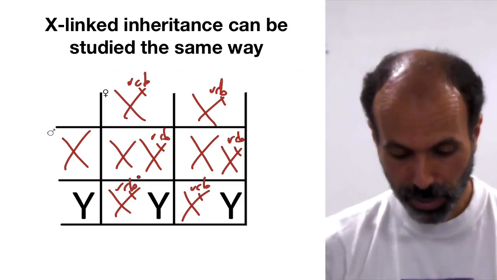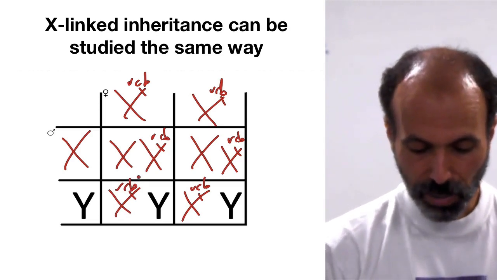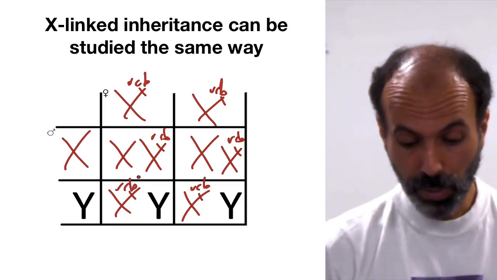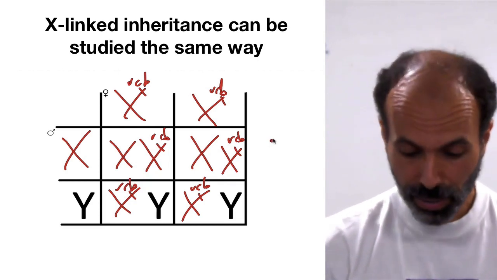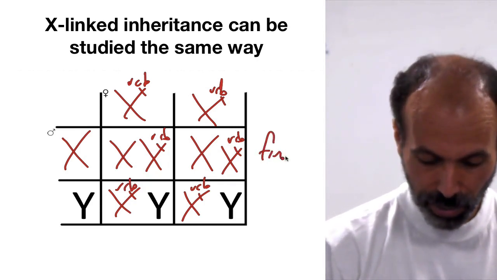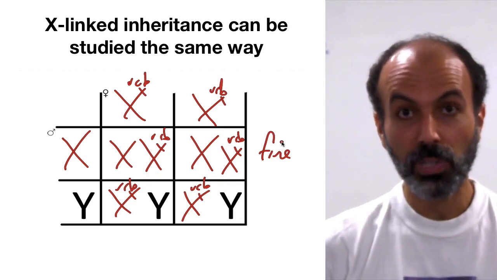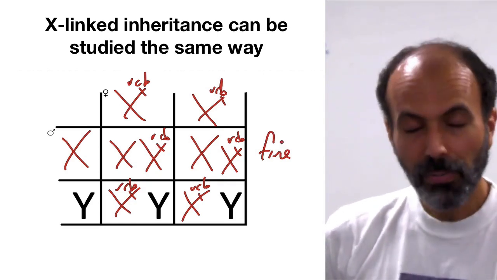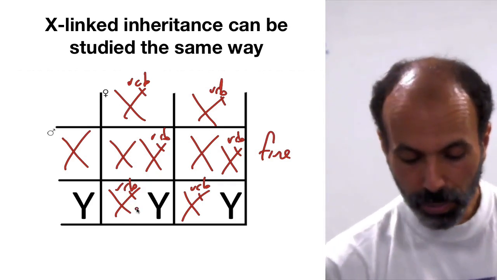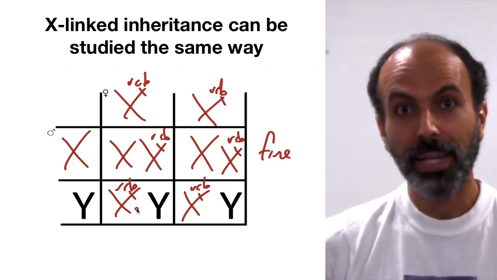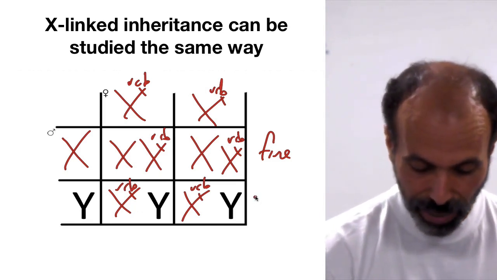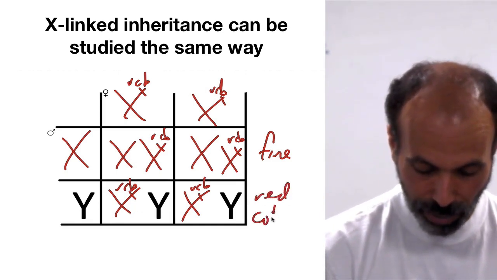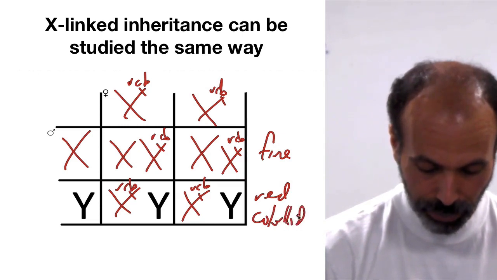Well, let's look first at the girls. So the girls are the two X's. So they have one normal X chromosome and one with the mutation for red-green colorblind. So again, the daughters in this case would be fine. So this is similar to what we saw last time. However, look at the boys. The only X chromosome the boys have has this mutation. So in fact, the boys are actually red-green colorblind.